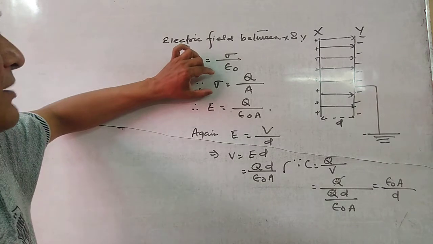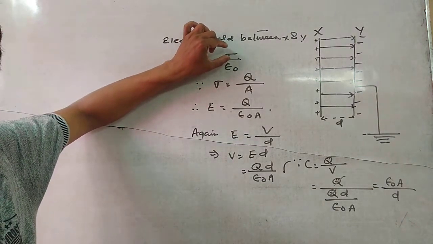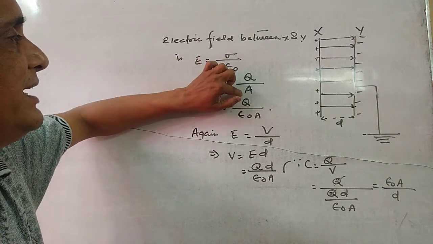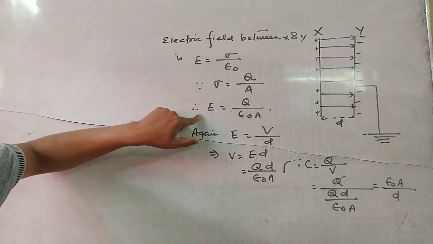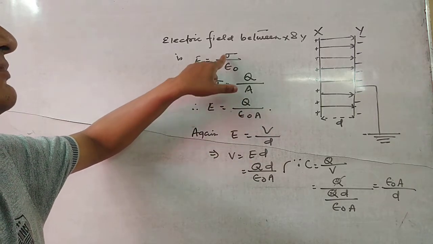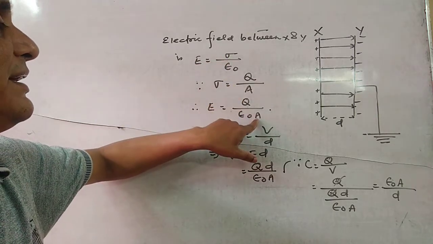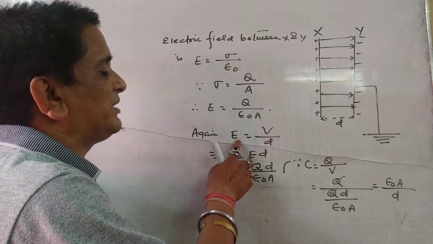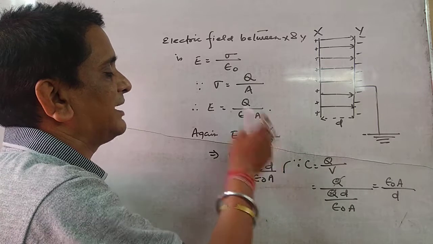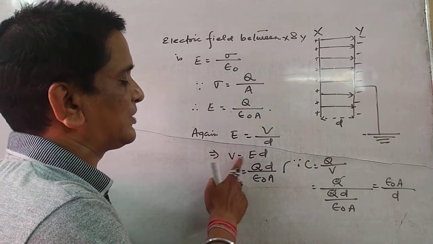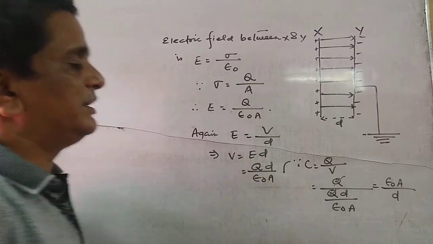Now what is sigma? Sigma is the surface charge density. Since sigma equals charge by area, we can say that E equals Q by epsilon naught A. We put the value of sigma as Q by A. Is it clear? Now again, we know that electric intensity is potential by distance. So from there, the potential is V equal to E into d.